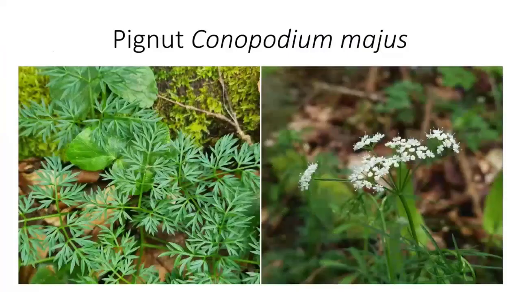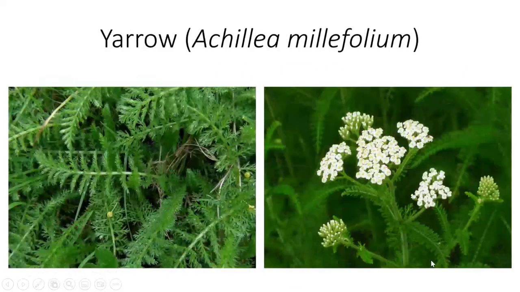And pignut, of course. Hopefully you've all found some area where there's pignut, and you can see the delicate little umbel there. At the top of the plant, the leaves almost get more needle-like. Lower down they look like coriander or parsley or something like that, which is in the same family. And up there they just look a little bit more needle-like.